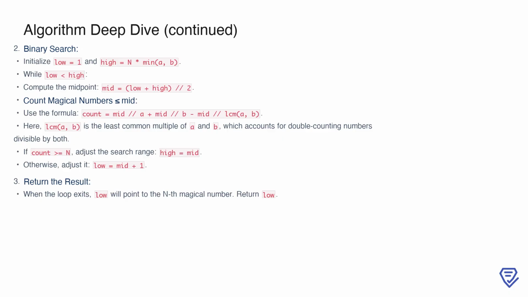Next, we initialize low and high to this range and repeatedly narrow it down. In each iteration, we calculate the midpoint, mid, and determine how many magical numbers are less than or equal to mid.